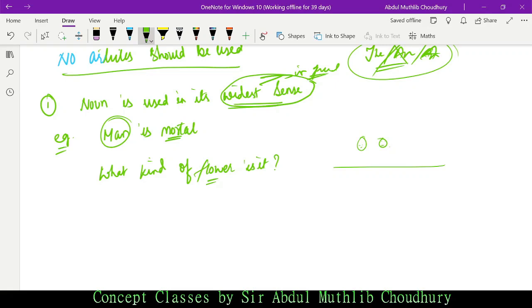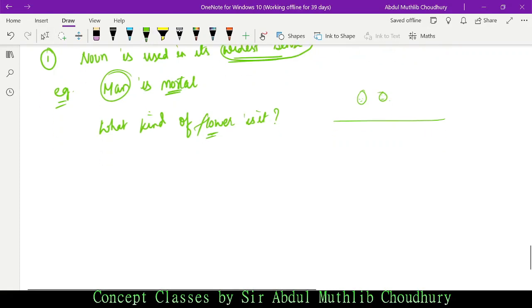As you do not know what kind of flower, you are using this statement in its widest sense, in the bigger perspective, okay? What kind of flower? It can be rose, marigold, sunflower, jasmine, tulip, anything, you name it. As you do not know the name of the flower, you say what kind of flower is it in general form.